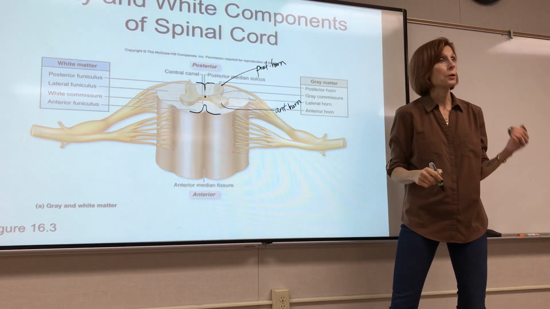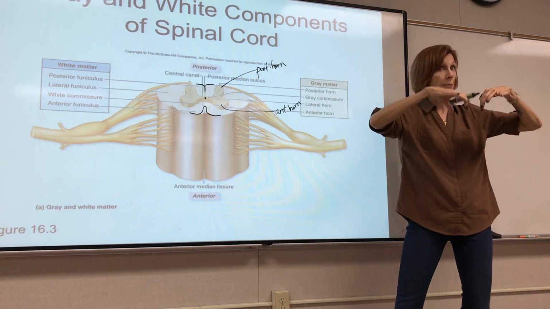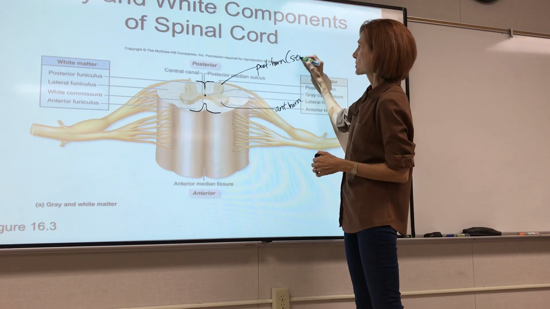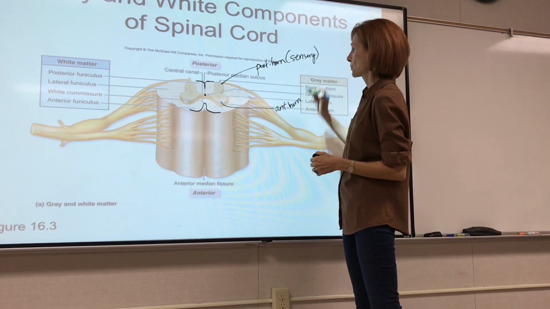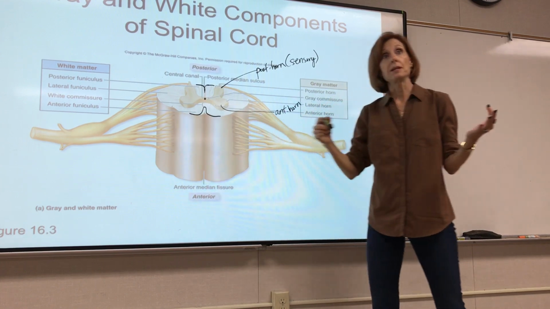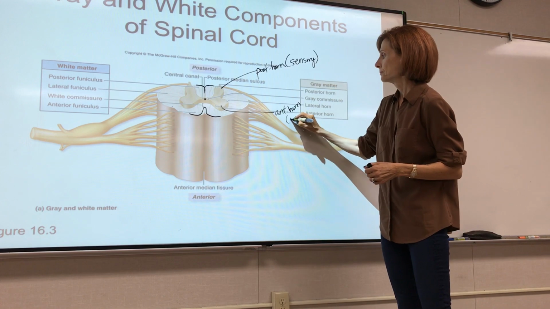You can think of the posterior horn as being sensory, because this is where sensory information enters the spinal cord. This is where sensory neurons enter the spinal cord. The anterior horn, you can think of this as being motor, because this is where motor neurons have their cell bodies.